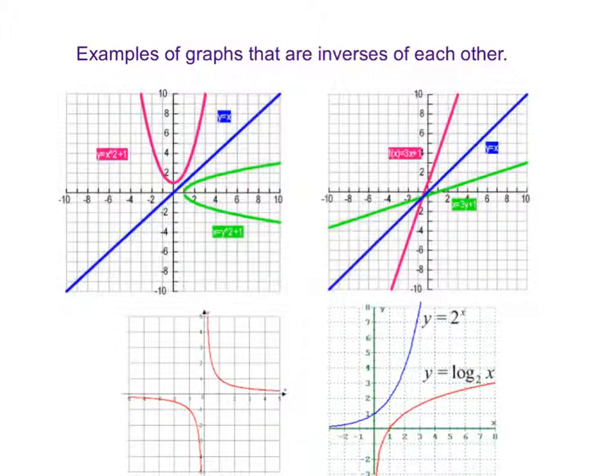So this is what they look like graphically. And if you think about it, if you reflect this across y = x, what you're doing is interchanging the x and y values. And so that leads us right into the algebraic method. This is the graphical method of finding inverses. But the algebraic method is going to be very simple. We're just going to switch the x and y and then solve, and that will yield us an inverse.